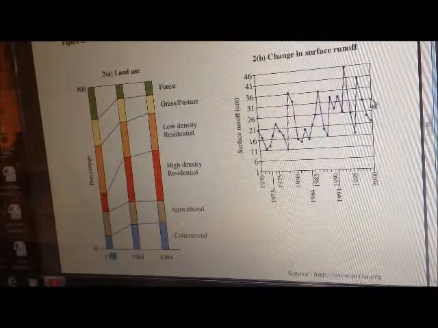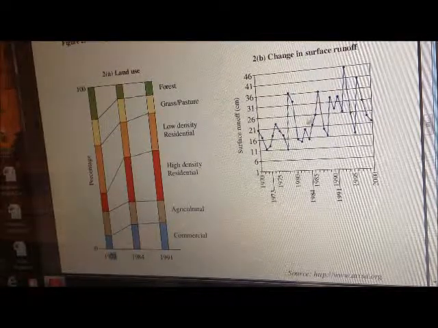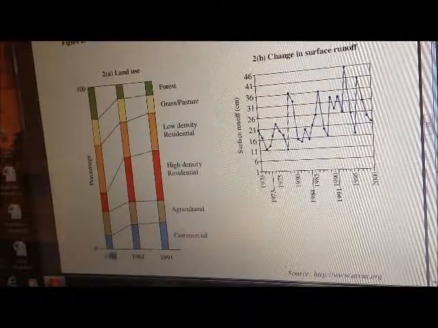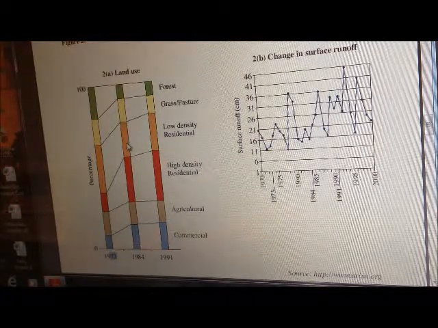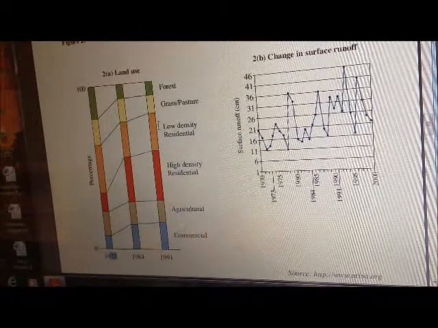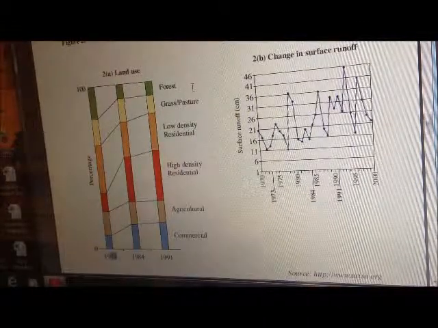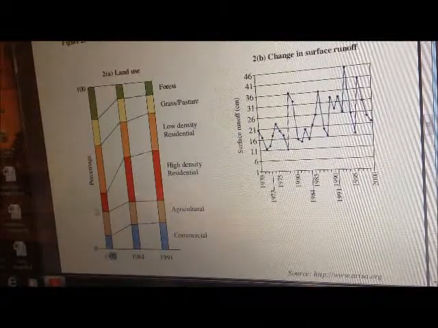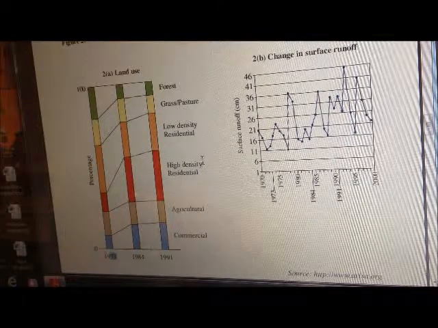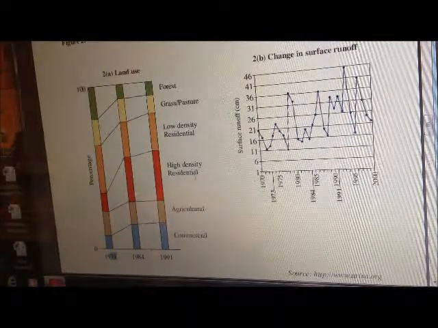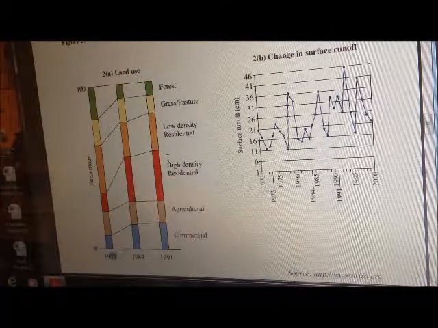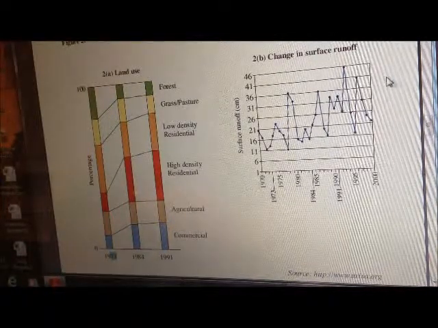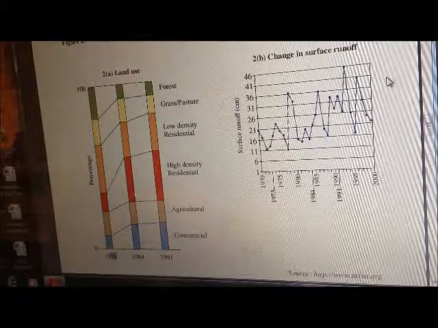But the question says describing the links between the 2. So these are just descriptions. What you would be looking at then is how these changes within land use have led to surface runoff. So you would just talk about how high density residential and low density residential, how these two changes of land use have led to an increase in the amount of water that runs off.